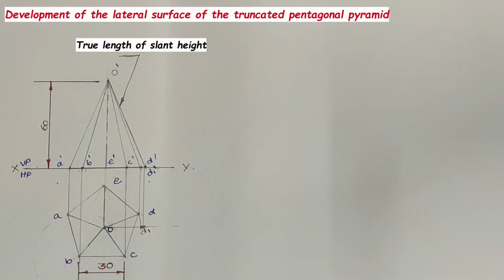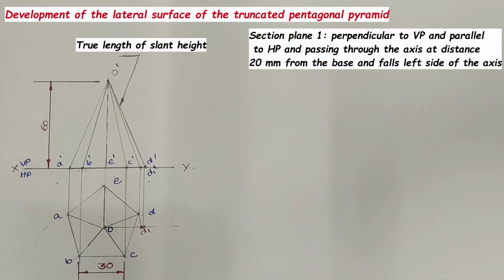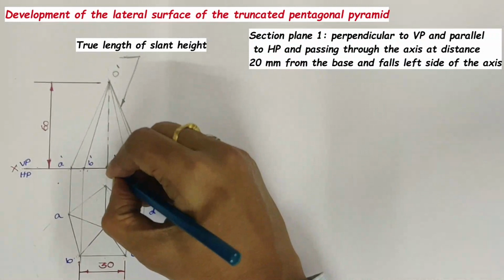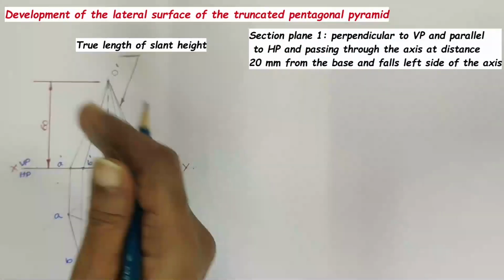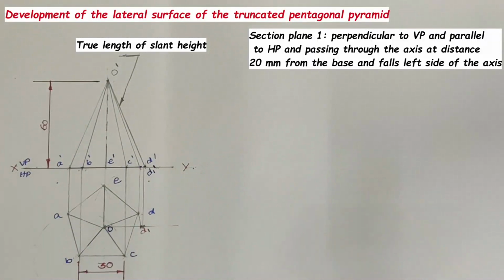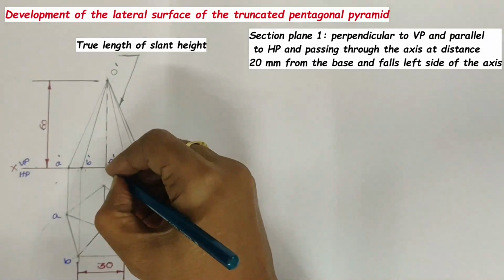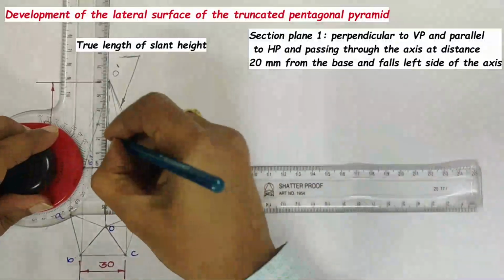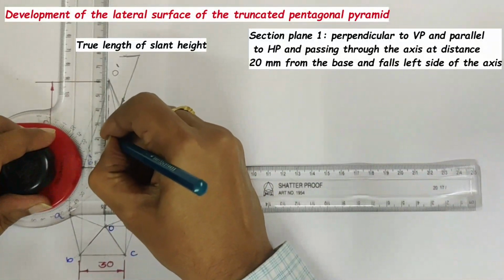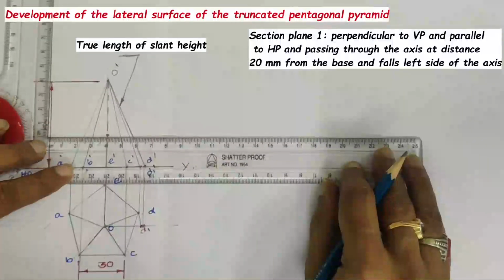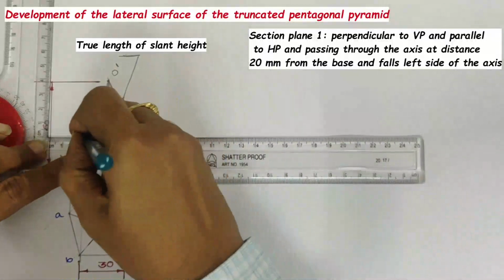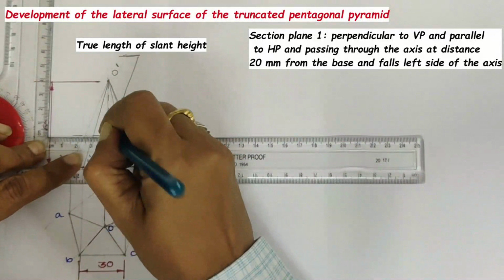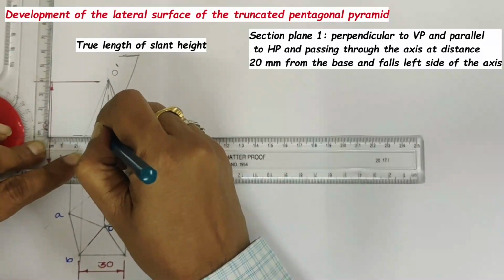Now we will draw section planes. There are two section planes. The first section plane is perpendicular to VP, parallel to HP and passing through the axis at a distance 20 mm from the base and it cuts the pyramid on the left side of the axis. So locate a point at a distance 20 mm from the base. And the section plane is parallel to HP and perpendicular to VP and it cuts the left side of the pyramid.